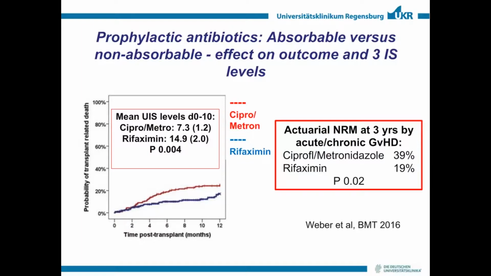So again, this leaves obviously some of the commensal Clostridia. And as you also can see here, in the rifaximin group, the mortality was lower, and this translated also in a quite different outcome 3 years after transplantation, with a GVHD, acute and chronic GVHD-related mortality of almost 40% in the old decontamination group, and of 19% in the rifaximin group.